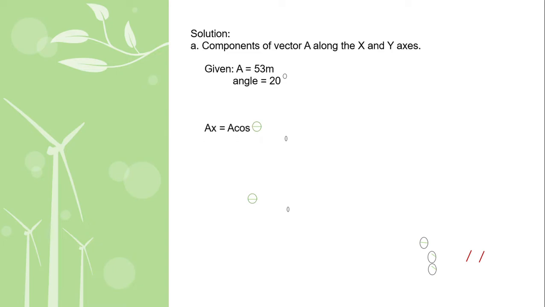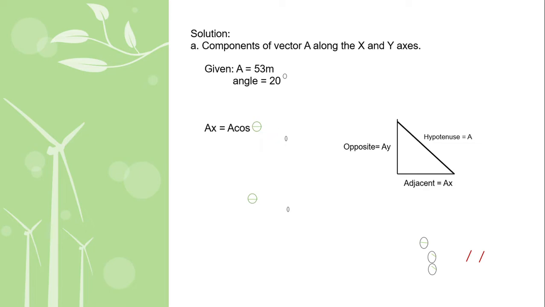So for the component of vector A along the x-axis, we can use this equation. Ax is equal to A cosine theta. Where did it come from? If you still can remember our discussion regarding the right triangle, if our hypotenuse, or the C, the longest side of the right triangle, is A, the component of that A along the x-axis or along the horizontal is Ax, and the opposite or the component of A along the y-axis is Ay.